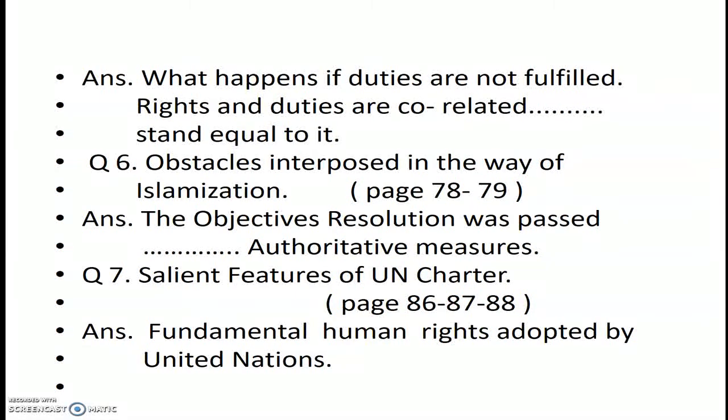Long question number 6. Give an account of the obstacles in the way of Islamization and how, in your opinion, these can be removed. On page number 78 to 79, the answer is: the Objective Resolution was passed, to authoritative measures. Now the long question number 7.